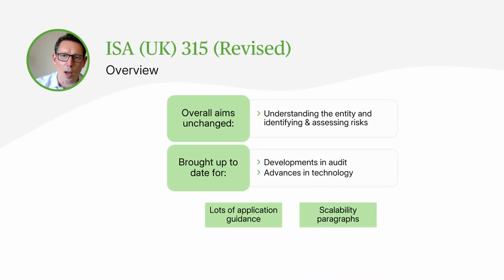So just to cover a little bit of the overview as to why ISA 315 was revised in the way that it was. The overall aims of the standard are unchanged, and they are primarily to do with understanding the entity for the purpose of identifying risks of material misstatement and assessing the extent of those risks. It needed updating for a number of reasons. The previous version had been around for about 10 years. So there's been a number of developments in the audit space during that time and updates to other standards.